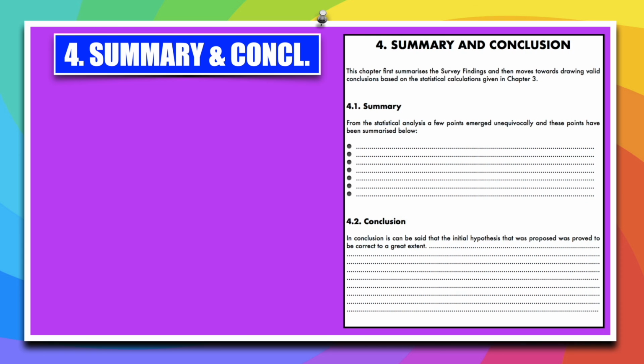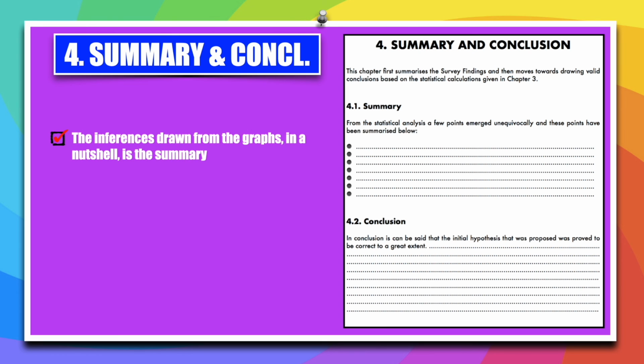The last chapter of the main body is the summary and conclusion. Again, like the introduction, the title of this chapter remains summary and conclusion. You cannot get creative with it. The inferences drawn from the graphs, in a nutshell, is the summary. Now, the end summary is different from the executive summary. The executive summary talks about the entire report in a nutshell. It talks about why you did it, how you found the data, and what did you find. Whereas the end summary talks about only what did you find through your statistical data.